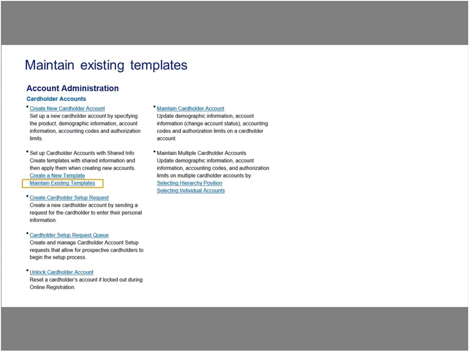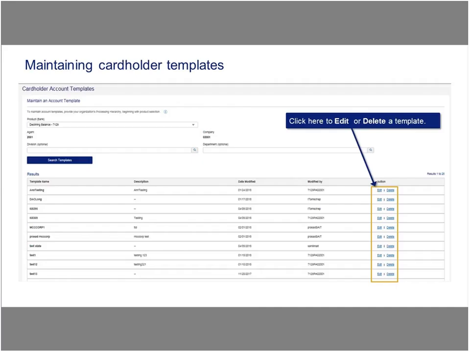And to see the templates that you've created, you would go to the Maintain Existing Templates link, and then you'll see a list of all the templates that you've created, and you can either edit or delete them going forward. And you can have up to 25 templates per hierarchy level.